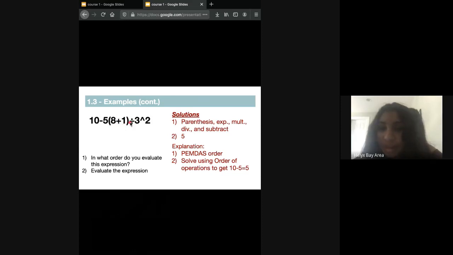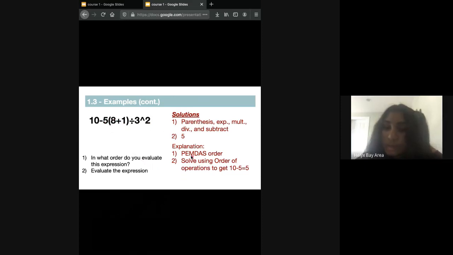which is 9, and then this exponent, 3 to the power of 2, which is equal to 3 times 3, and which is also 9. So now we have 10 minus 5 times 9 divided by 9.